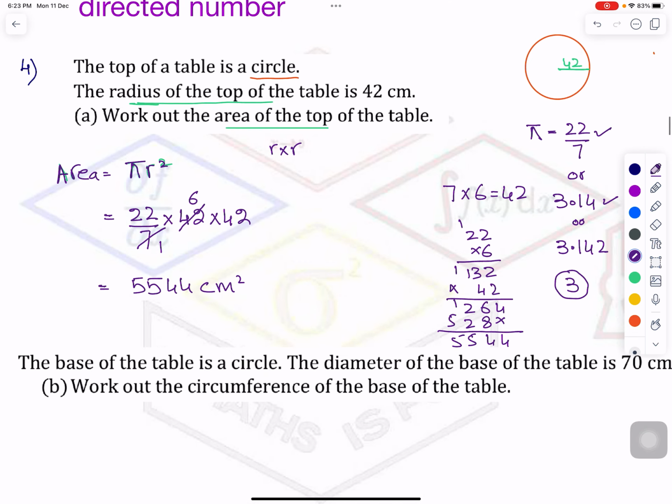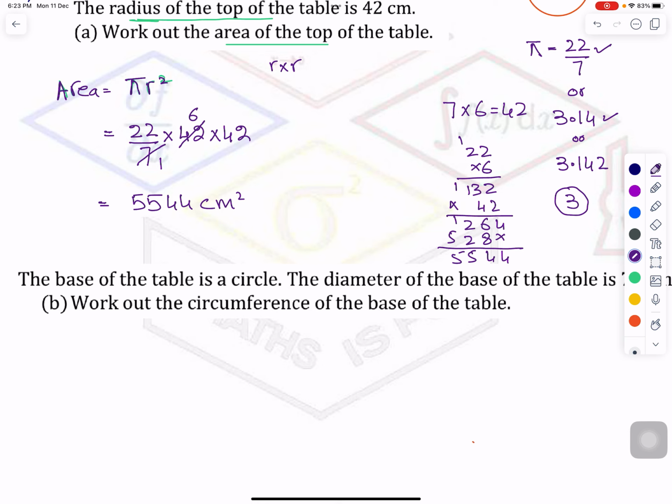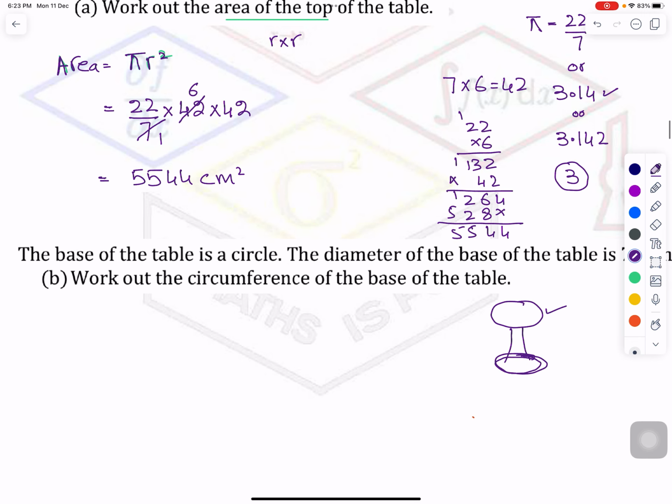Now what is the next part of the question? The base of the table is circle. Now again he's talking about, you know, mostly tables are like this. I don't know if you have seen it or not. Things like this. And then there is another circle. Sometimes, usually this is small and this is big, right? He's talking about that type of table here.